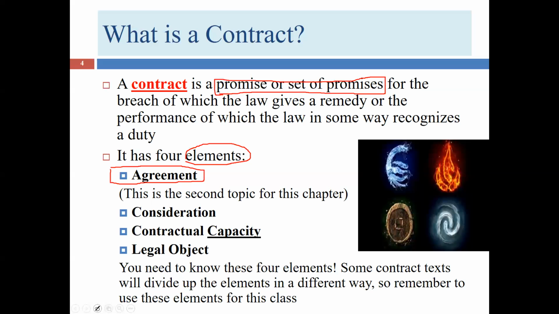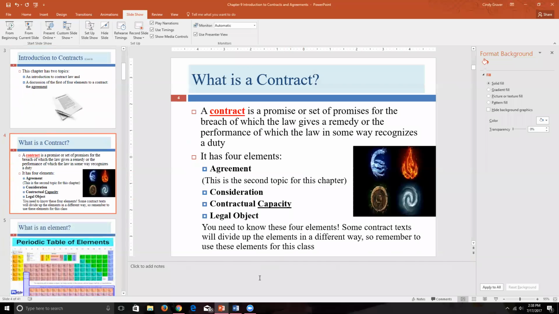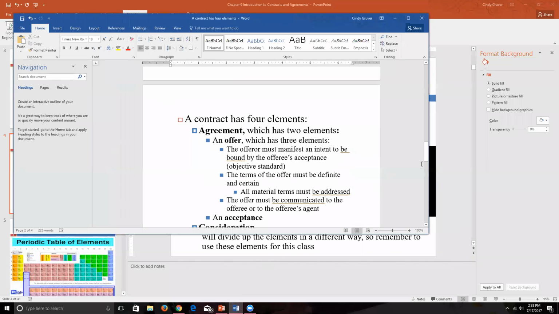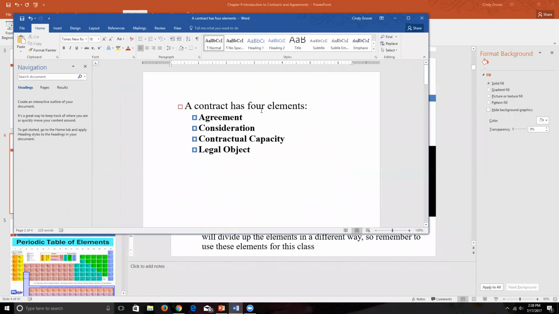I'm actually going to step away from this for a second and take you to a document here. This is that same information that we were just talking about. A contract has 4 elements. You will definitely see this on a test question. So you will want to know all 4 of these elements. The order isn't important, but you need to know this.